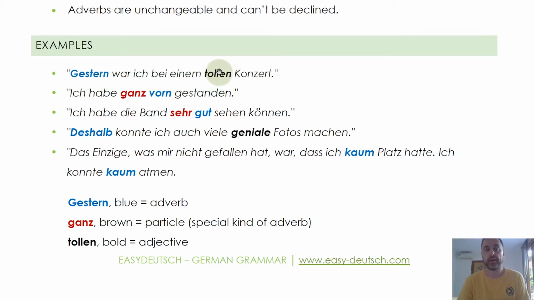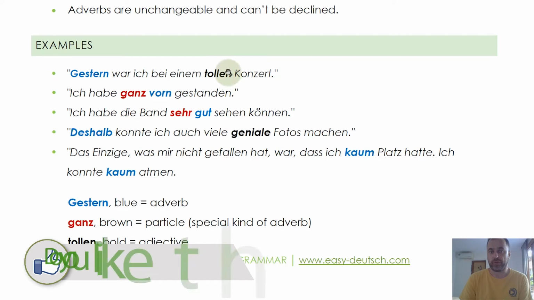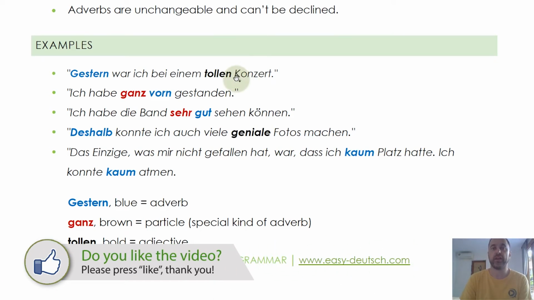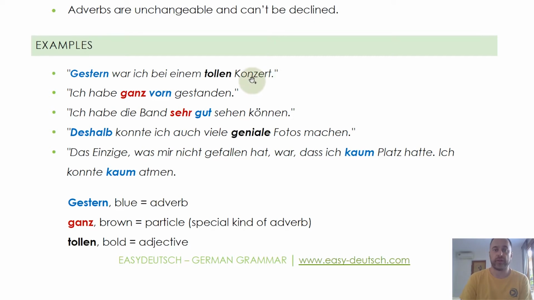But tollen, here, toll, great, refers to concert. So great, toll, refers to the noun. So this is an adjective. Usually it's easy for you to see that because it's written in front of a noun, so it's written in front of something with a capital letter. So this is easy for you to identify. There are a few adjectives that are not in front of a noun, but it's not so important for you because if they're not there, you don't have to decline them, remember? So there, it makes no difference anymore for you if it's an adverb or an adjective.